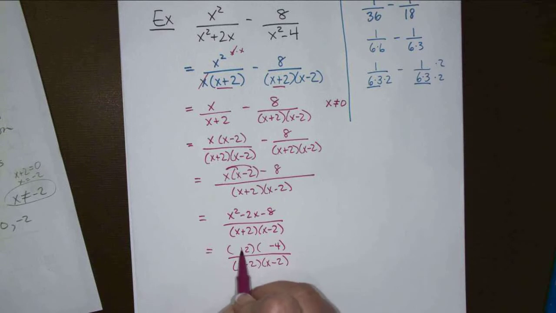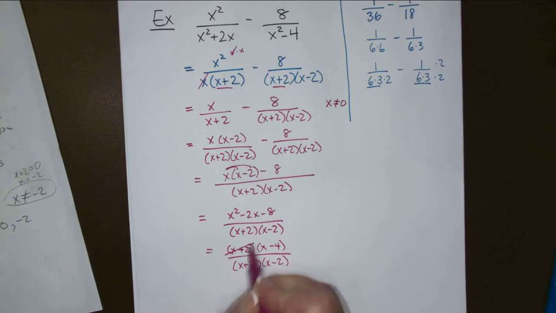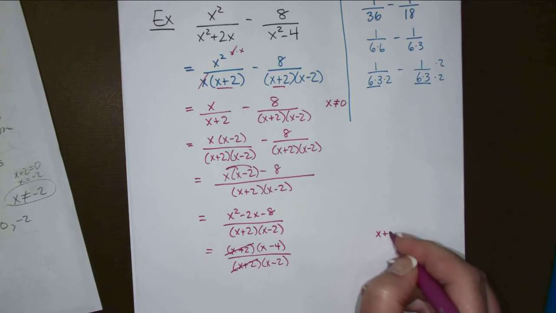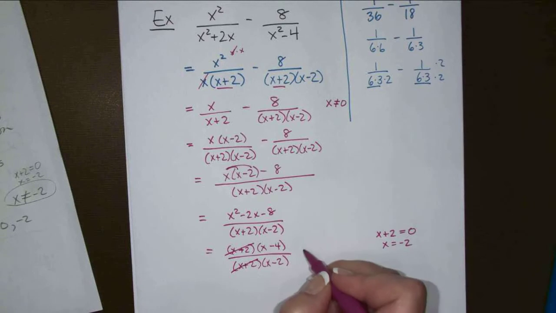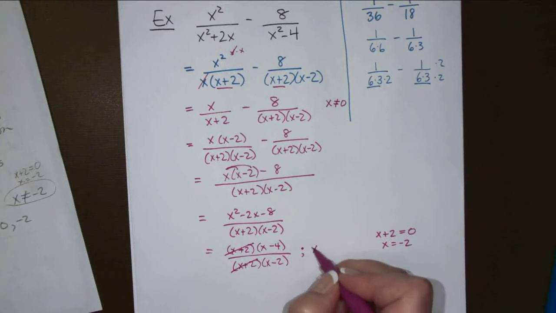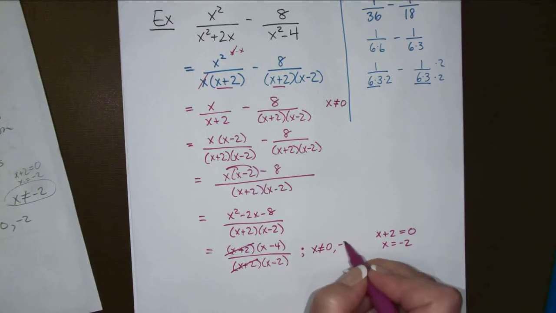-4 plus 2, good. So what cancels? This. And if you messed up the signs there, can you see that you might cancel the wrong factor? Yeah, so be careful of that. Now, we canceled out an x plus 2, so what makes that 0? -2. So here, right now, we can't have 0 or -2.